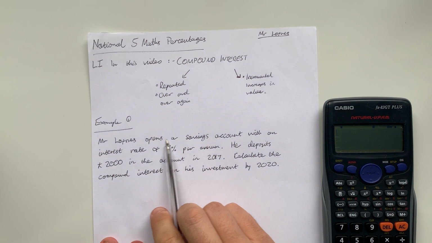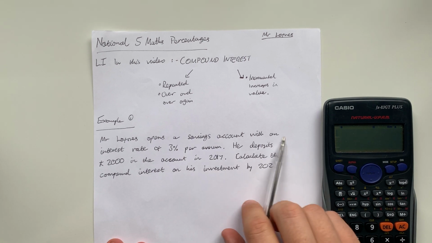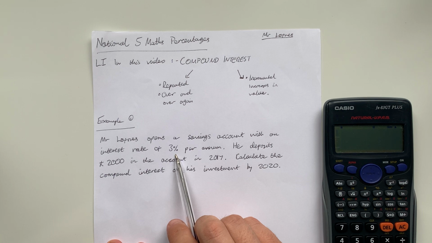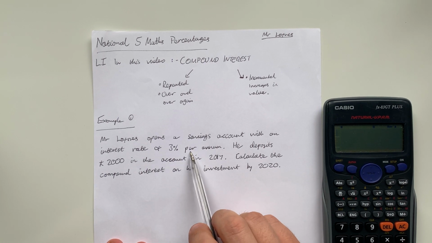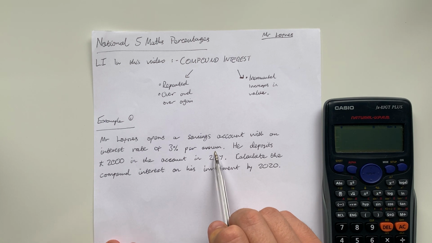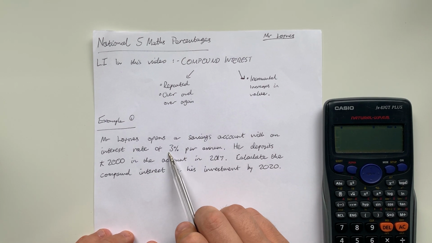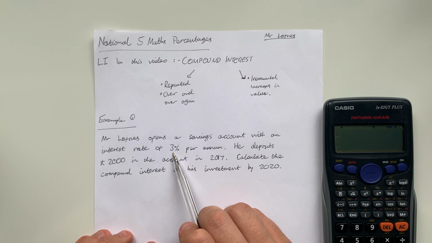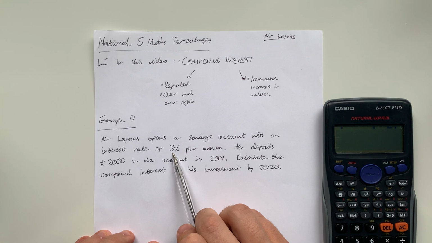Mr. Loftus opens a savings account, a bank account where I'm saving money, with an interest rate of 3% per annum. Now let's just unpack what that means. Per annum, annual, anniversary, per annum means per year. 3% is a particularly high interest rate for a savings account in the UK.